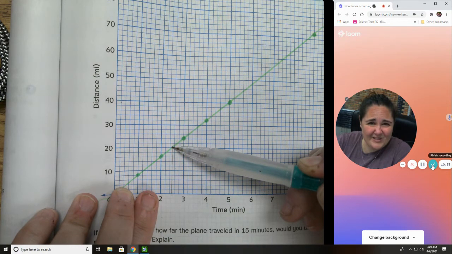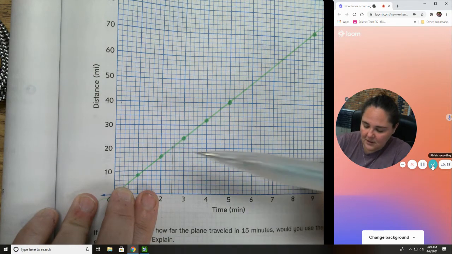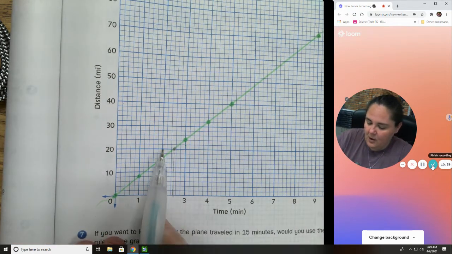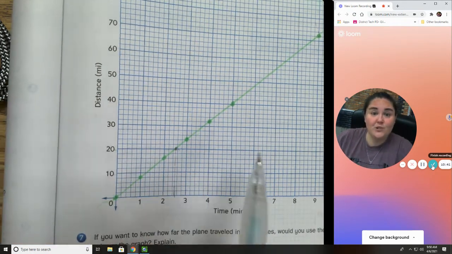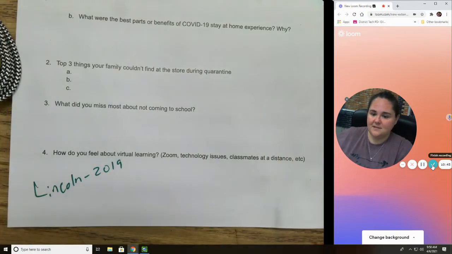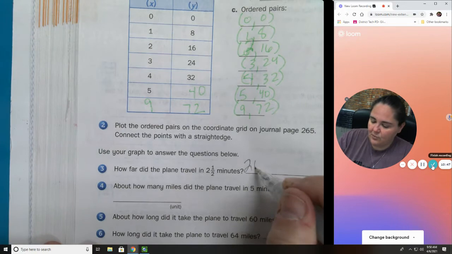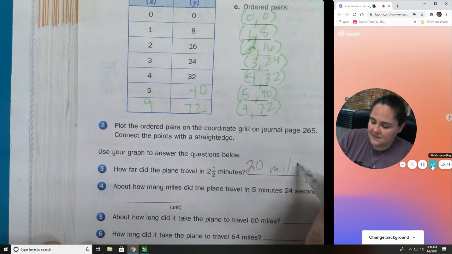how many miles did it go? So notice that I hit my green line that I just drew. Go all the way over, and I see that it went 20 miles. So your answer for number 3 should be 20 miles.